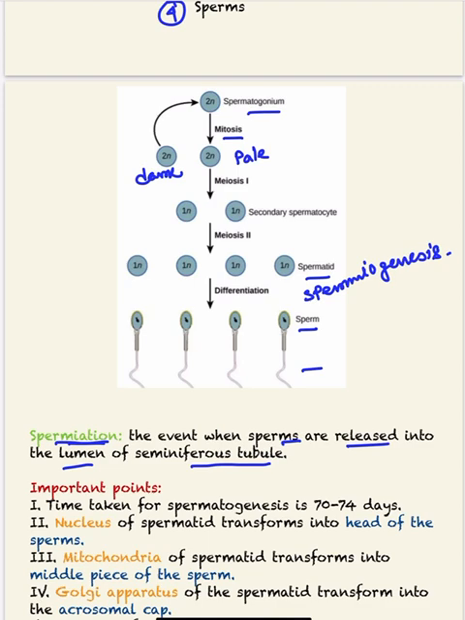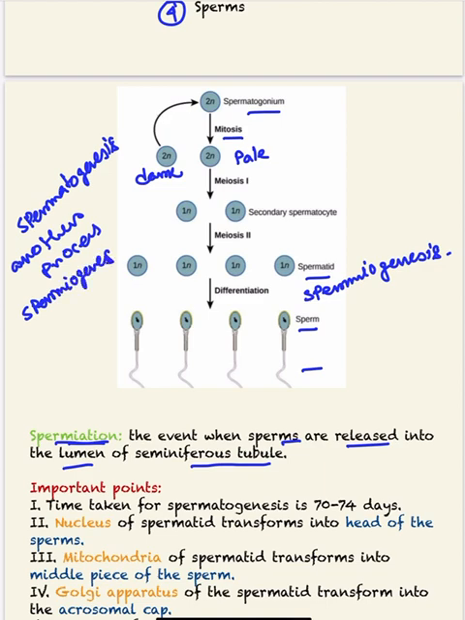So, in spermatogenesis, there are two other processes called spermiogenesis and spermiation. Don't mix these three terms.